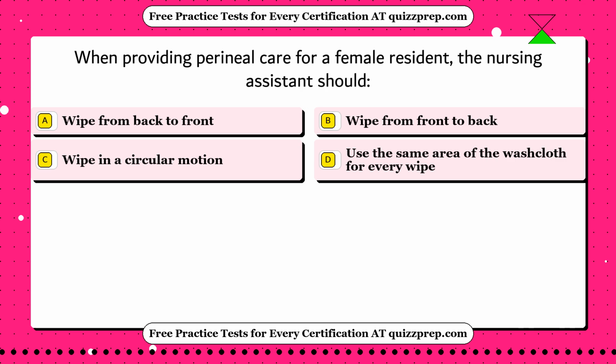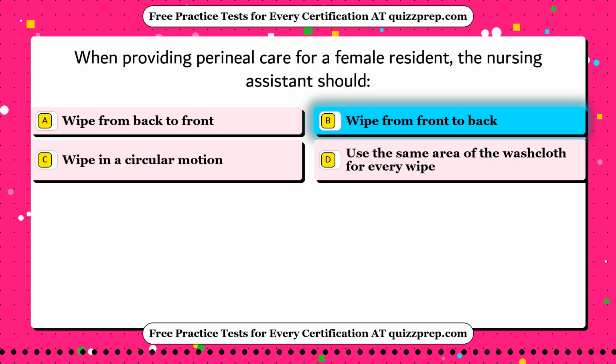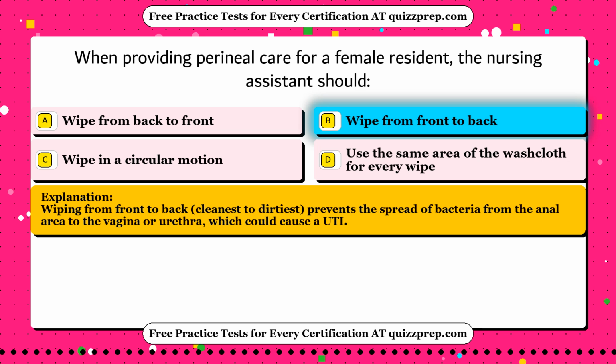Question 97. When providing perineal care for a female resident, the nursing assistant should: Option A. Wipe from back to front. Option B. Wipe from front to back. Option C. Wipe in a circular motion. Option D. Use the same area of the washcloth for every wipe. The correct answer is option B. Wipe from front to back. Wiping from front to back, cleanest to dirtiest, prevents the spread of bacteria from the anal area to the vagina or urethra, which could cause a UTI.